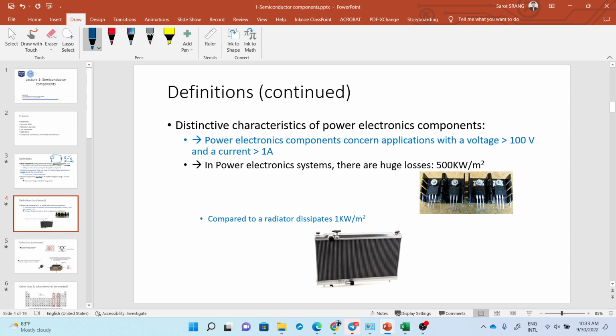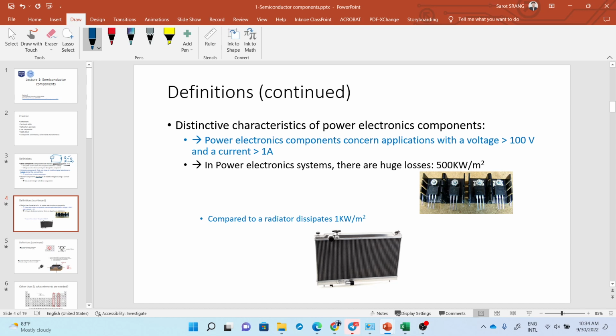Another term is about power electronics. You categorize the system as power electronics if in the application the voltage is larger than 100 volts and the current larger than 1 amp. Because if it's a very small current or very low voltage, it's just electronics, mostly for signal processing, digital things, computation. You don't need to call it power electronics. A microcontroller itself, you don't need to consider it as power electronics.